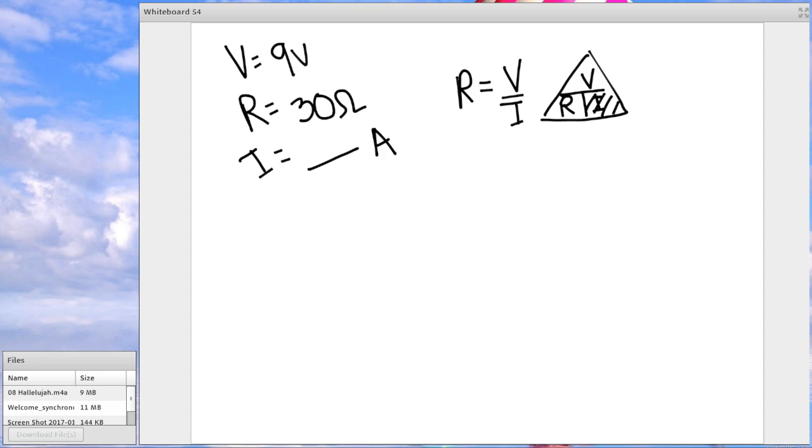And I is what I want. So I equals V over R. Okay, so that means I'm going to do 9 divided by 30. I'm going to get a tiny number, and that's okay because current usually is pretty small. Okay, 0.3.